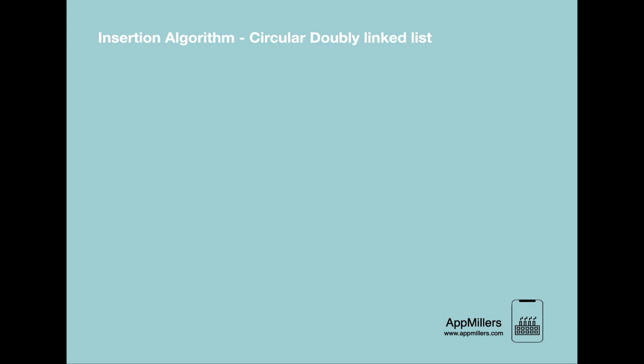Okay, in the last lecture we have learned how we can insert a node in a circular double linked list in 3 different cases. Now in this lecture we will combine all these 3 cases and create an algorithm for insertion in circular double linked list. So our algorithm starts with 2 parameters. It takes 2 parameters, node value and location.